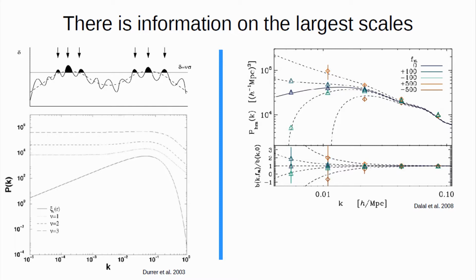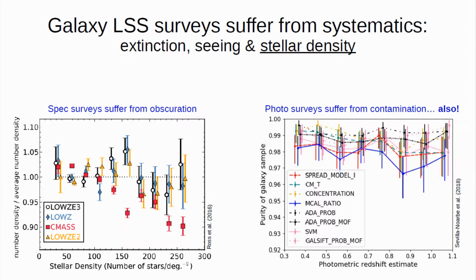So this is what motivated me to try to push the boundaries of the observations so we can extract information from the larger scales where systematics contaminate, right? So basically, as I was saying, galaxy surveys suffer from several systematics. Here I'm just listing the main observational systematics we have: extinction from the galaxy, and the atmosphere blurs your observations. I'll focus here on stellar density.